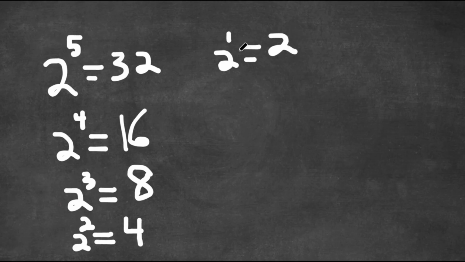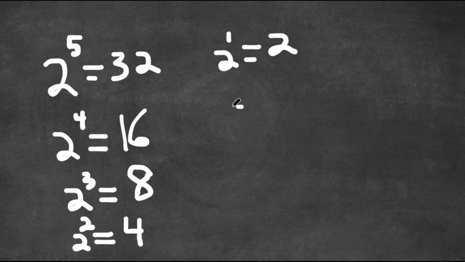So right here we have 2 to the power of 1 equals 2, and 2 squared, this is 4, this is 2 times 2, and 2 to the power of 3, this is 8, this is 4 times 2, 2 to the power of 4, this is 16, this is 8 times 2. So it's multiplied by its previous exponent twice.